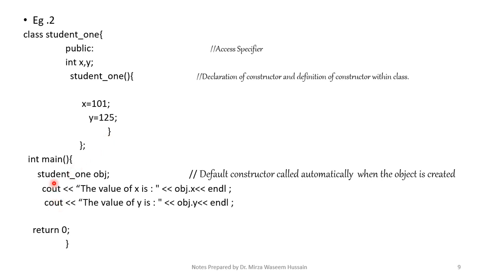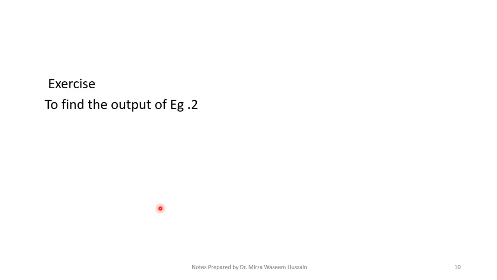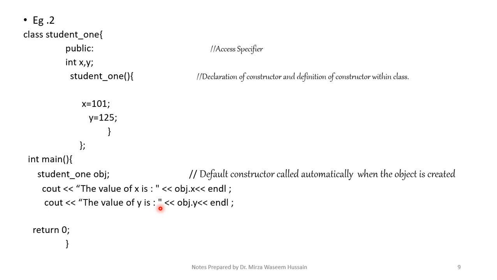Here we are creating an object of type student1, obj, and here we are displaying the values of x and y respectively. It's an exercise to find the output of example 2.